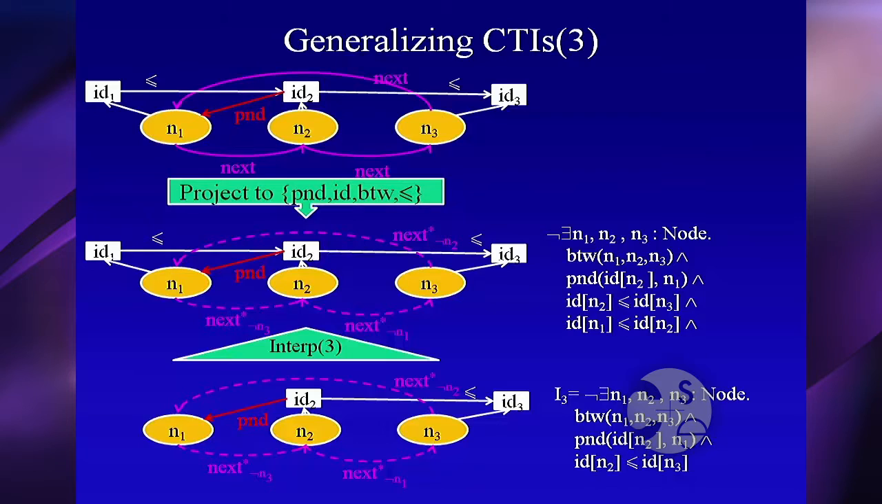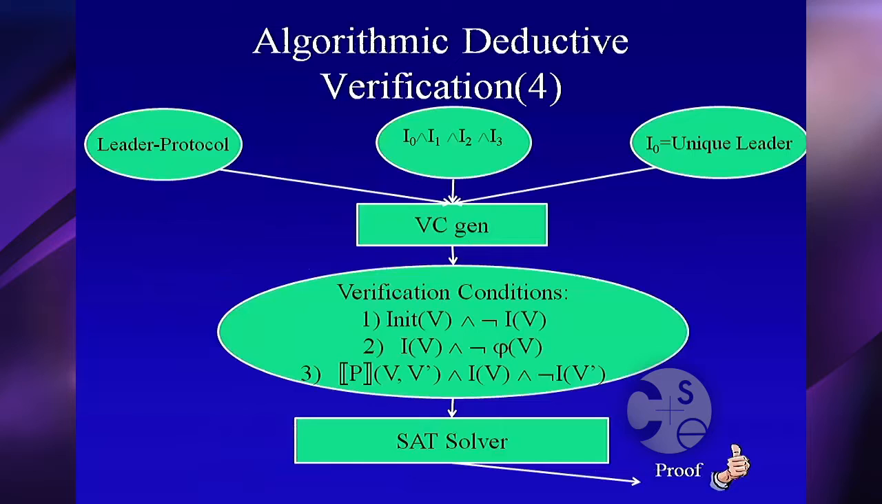We get the property that basically says that if a node is between and if a node passes, then it must be greater than this node. So we got this kind of procedure, and during this procedure, we found the property that we want. So finally, we get this I0, I1, I2, I3. We feed it to this tool. We have this unique leader, and then the SAT solver gives us a proof. So we notice that in the procedure of it, we eventually found the inductive invariant.